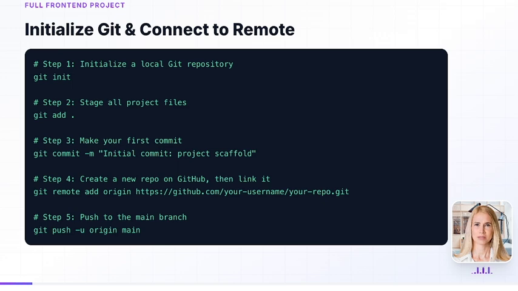Version control is the foundation of every professional front-end project. Here we initialize Git locally, commit our starting files, and push everything up to a remote repository on GitHub so our work is backed up and ready for collaboration from day one.